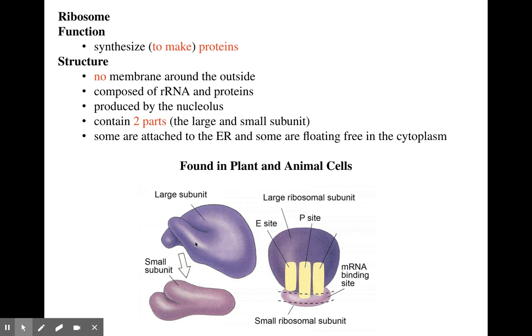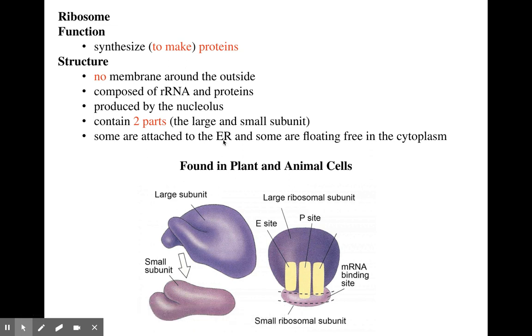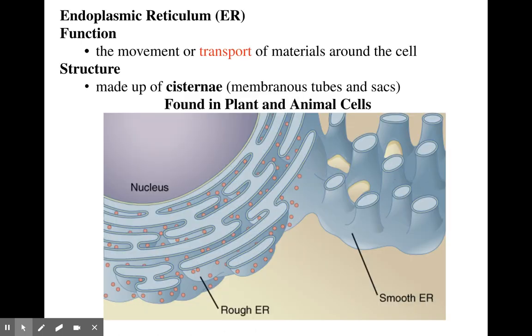It has 2 parts. It has a large subunit, a small subunit. They hook together, and right where they meet is where the mRNA binds, and then is read to make the protein. Ribosomes are either attached to an ER, which is the endoplasmic reticulum, or they're floating free in the cytoplasm. So what is an ER?